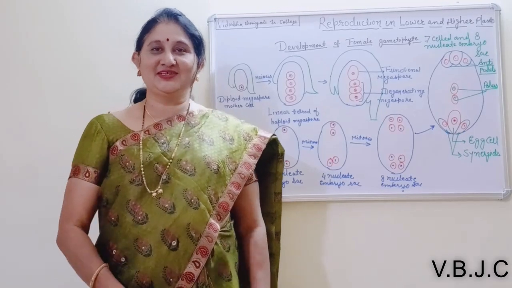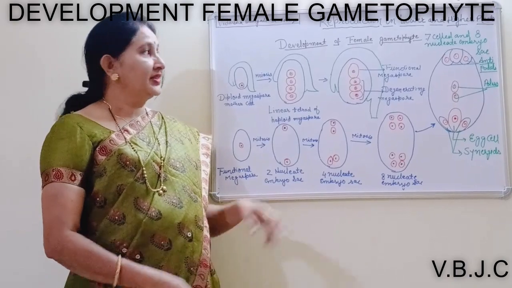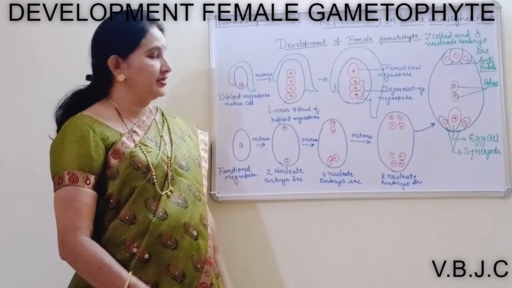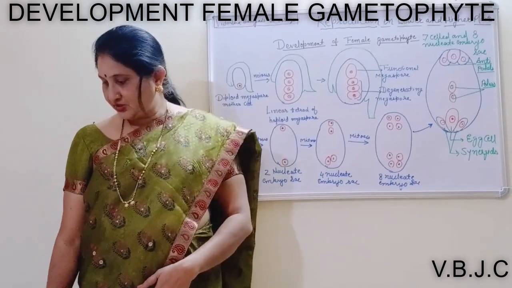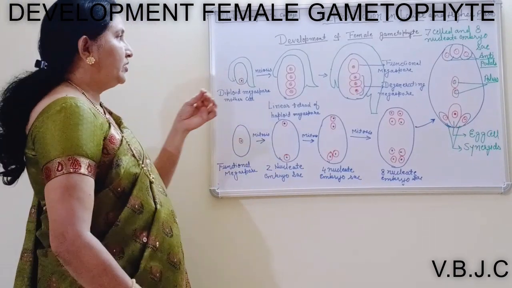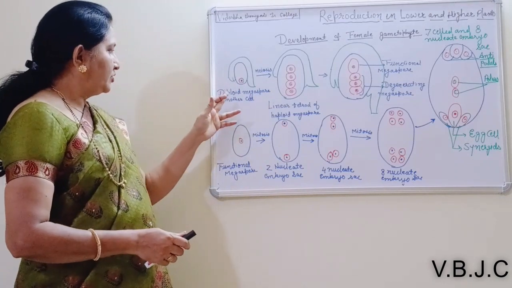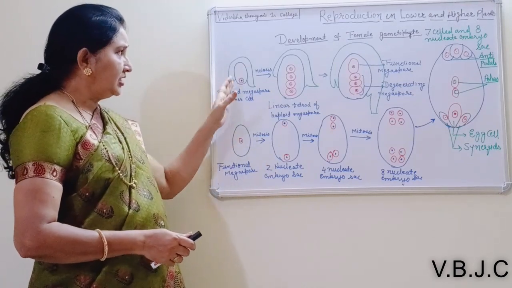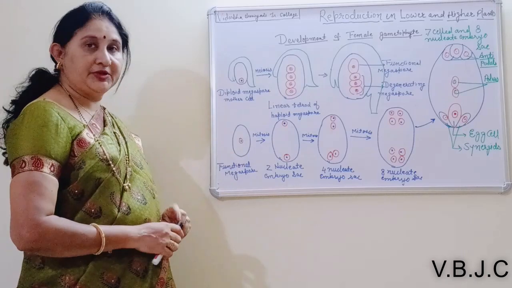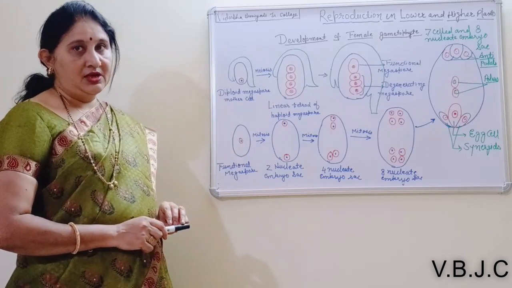Hello dear student. So now I am going to explain about development of female gametophyte under the chapter reproduction in flowering plants, or the angiosperms. You know that the development of this female gametophyte takes place in the nucellus of the ovule.